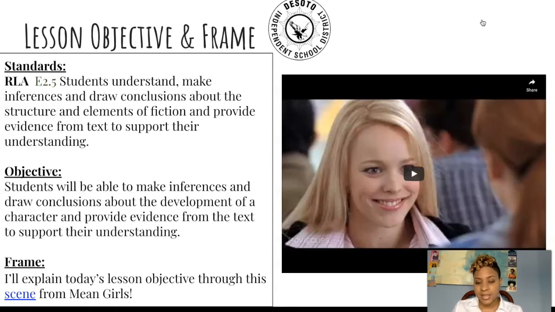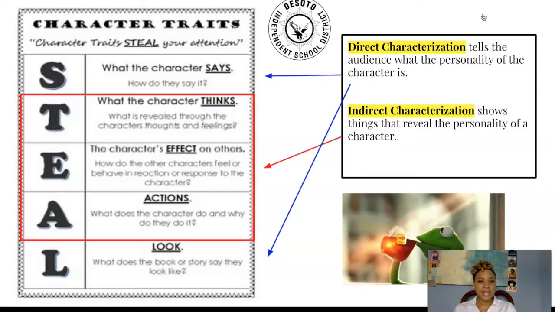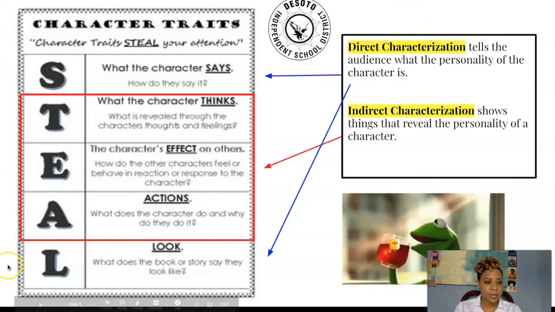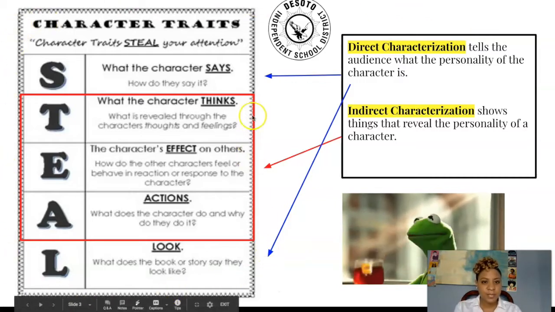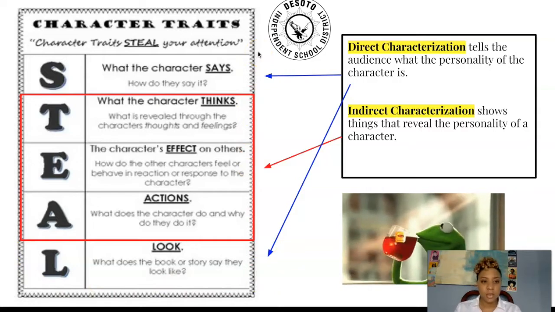Now to help you understand this a little more, I have an anchor chart I want us to look at. As we further analyze characterization, I want everyone to look at this particular anchor chart. It says STEAL. You may remember STEAL from the beginning of the school year. S stands for what the character says. T stands for what the character thinks. E stands for the character's effect on others. A stands for the actions of the character. And L stands for what the character looks like.